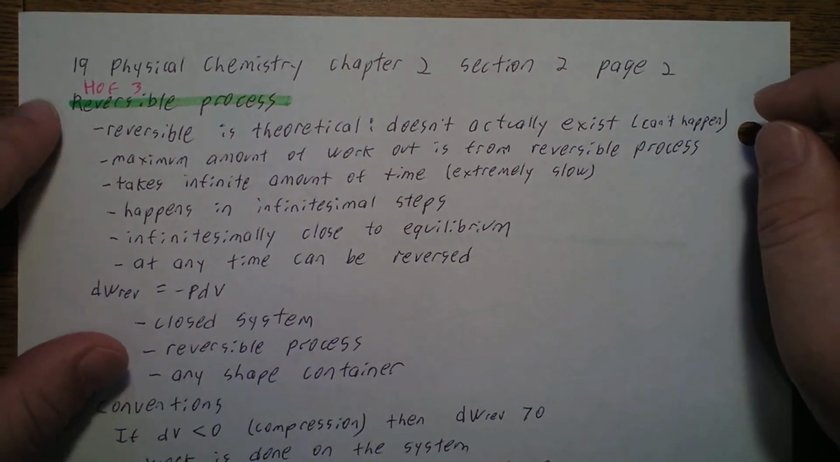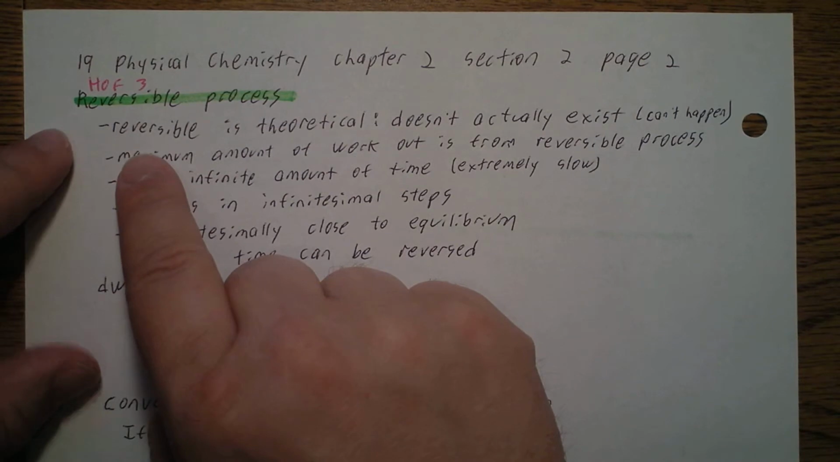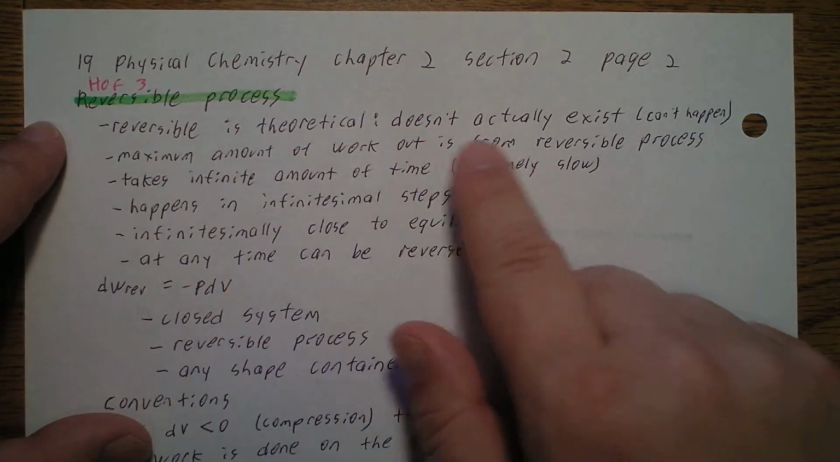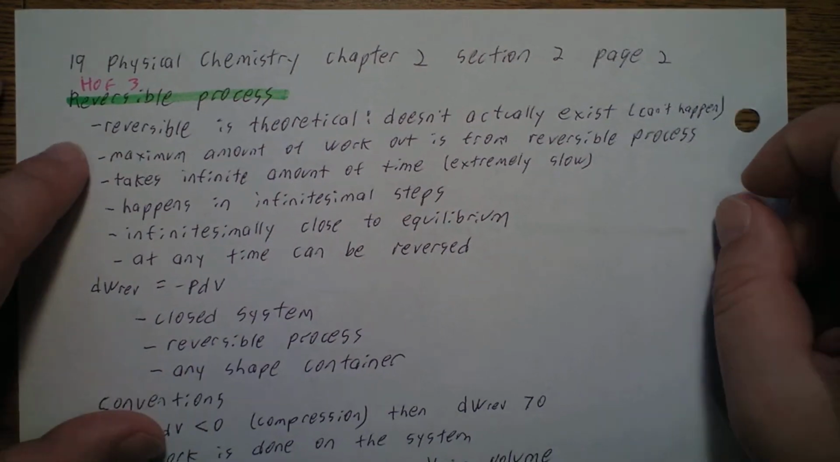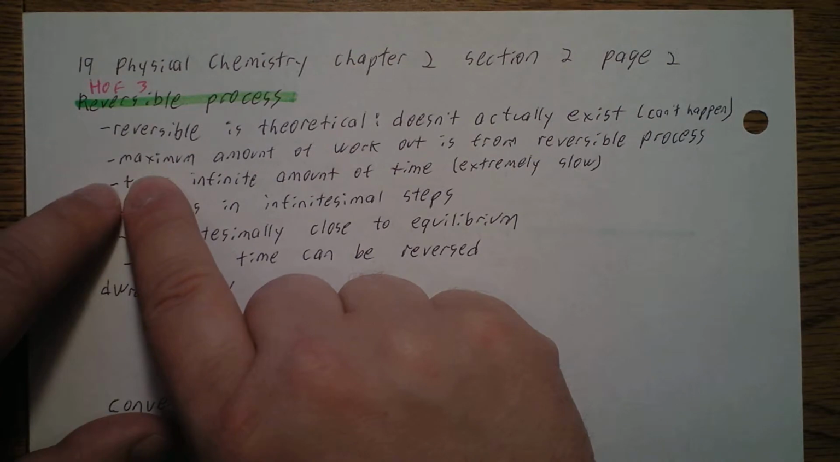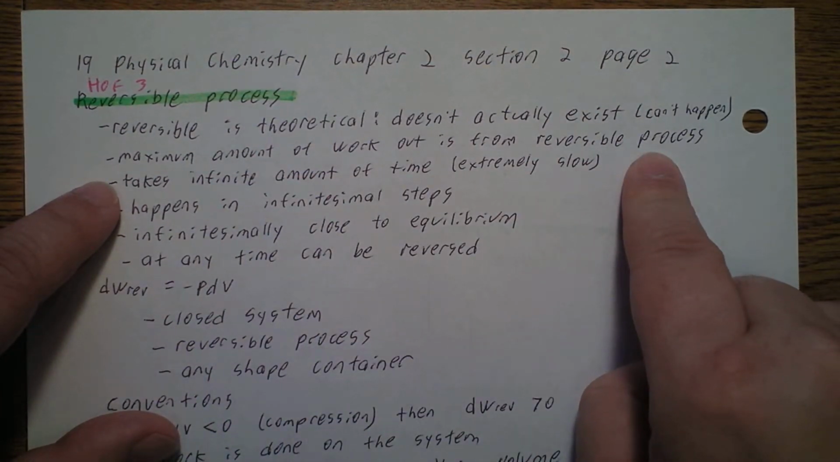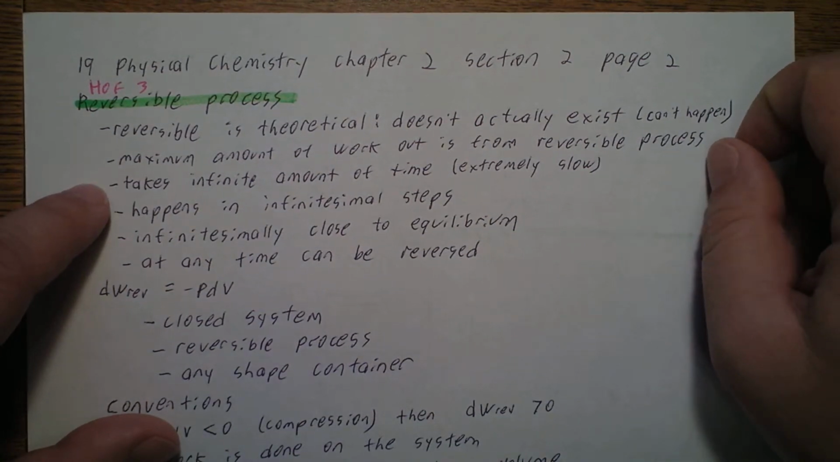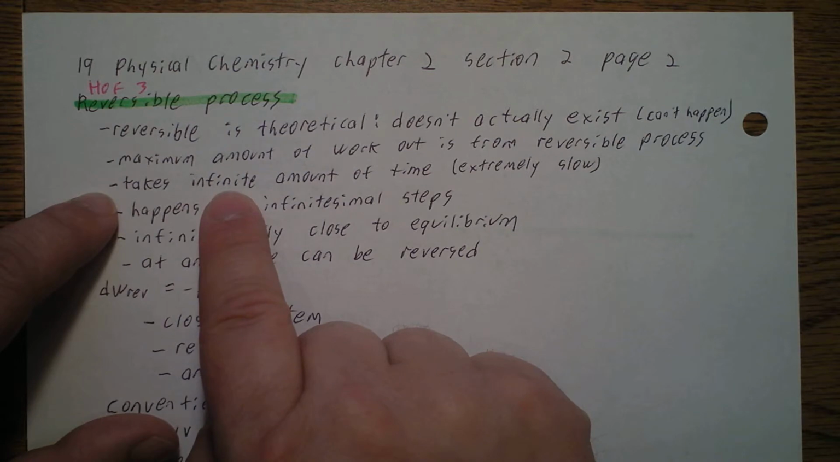Now, continuing on Chapter 2, Section 2, we're still talking about a reversible process. It's important to realize that a reversible process is theoretical. It can't actually happen in real life. It doesn't exist. It's a tool we're using to learn. The maximum work out of a system is from a reversible process. Now, we're not going to really prove that for about 5 more chapters, but take my word for it for now. It takes an infinite amount of time.